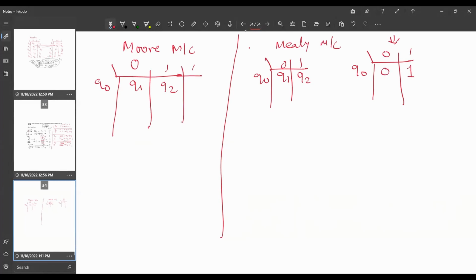Here in the Moore machine we have to add one more column that is going to indicate the output of each state. What was the output of this state here? Q0, the initial state, is not having any kind of output. Now we consider the Q1 state.